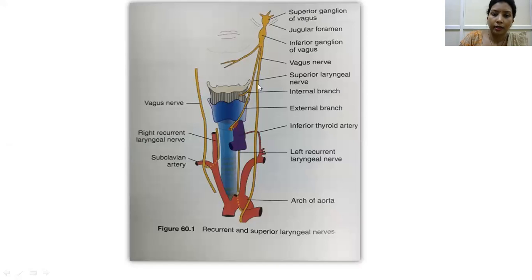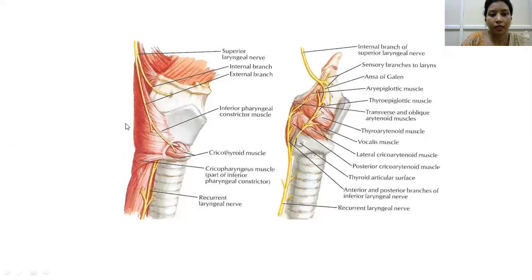Then the external branch of the superior laryngeal nerve is also in relation to your superior thyroid vessel. It is usually seen posterior to the superior thyroid vessel. Then it passes along the oblique line of the thyroid cartilage. Once it reaches your inferior constrictor muscle, it gives a branch to the inferior constrictor, and after going further, it goes behind your sternothyroid muscle and then supplies your cricothyroid muscle.